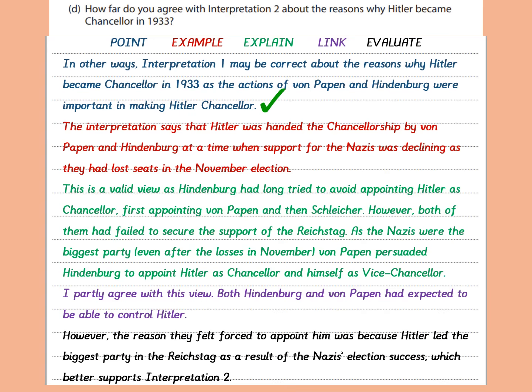So how have I done here? Well, again, I've made a relevant point about interpretation 1, so I've used both of the interpretations as the question demands. I've added my own knowledge and some explanation to that as well. And I've linked it back to the question, saying that I do partly agree with this view. But then I've added the evaluation. Here I'm linking it back to my original argument that I more agree with interpretation 2.